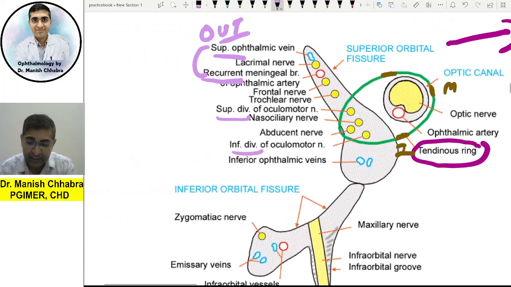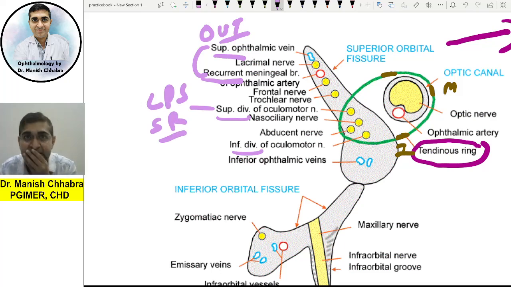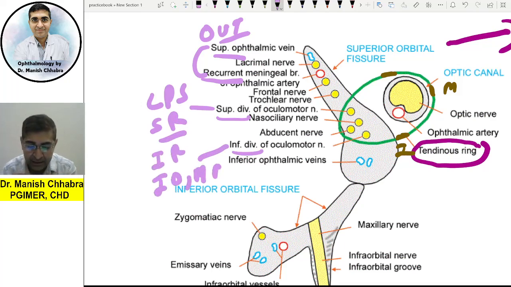Now the superior division of the oculomotor nerve supplies two muscles. Which muscles? Which are superior. One is LPS, levator palpebrae superioris, the second is superior rectus. The inferior division supplies three muscles: inferior rectus, inferior oblique, and medial rectus. Is it understandable? All right. So we have done the structures passing through the superior part, the middle part, and now the inferior part.